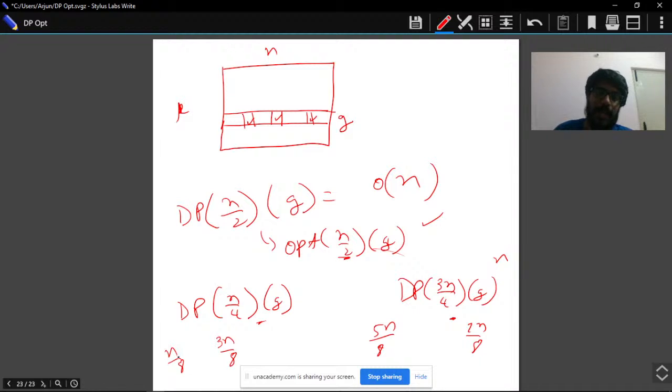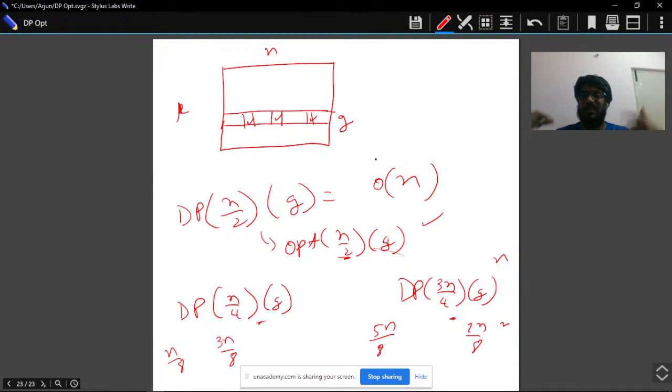So to compute dp of n by 8, my j loop only needs to run from 1 to opt of n by 4. For 3n by 8, it needs to run from opt of n by 4 to opt of n by 2. For 5n by 8, it runs from opt of n by 2 to opt of 3n by 4. And for 7n by 8, from opt of 3n by 4 to n. So all these 4 dp's together take only n time, and I would have computed all of this.